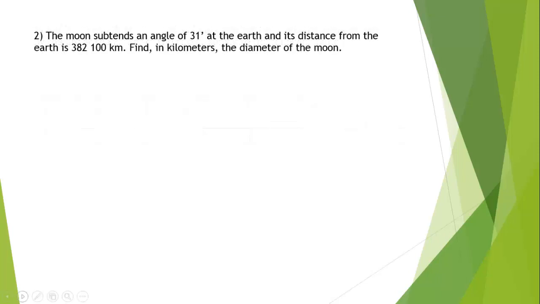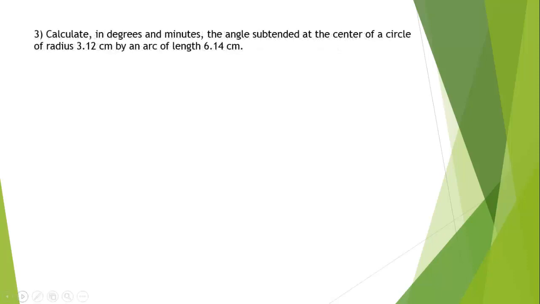Question number 2. The moon subtends an angle of 31 minutes at the earth and its distance from the earth is 382,100 kilometers. Find in kilometers the diameter of the moon. Question number 3. Calculate in degrees and minutes the angle subtended at the center of a circle of radius 3.12 cm by an arc of length 6.14 centimeters.